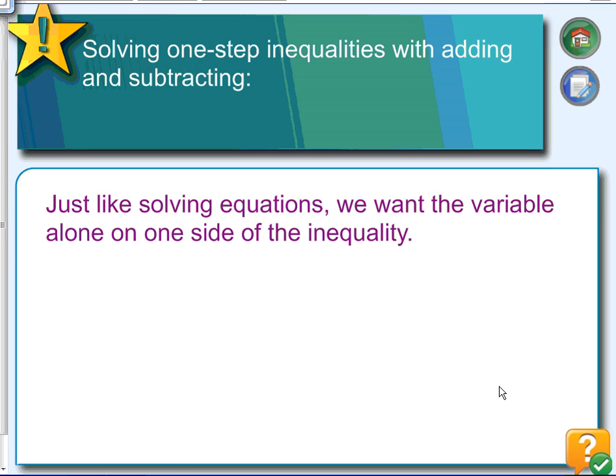Yesterday we talked about inequalities and how to graph them using the open or closed circles depending on what sign we are using. Today we're going to be talking about solving one-step inequalities with adding and subtracting. This is very similar to solving equations normally. We want the variable alone on one side of the inequality and the numbers on the other side.